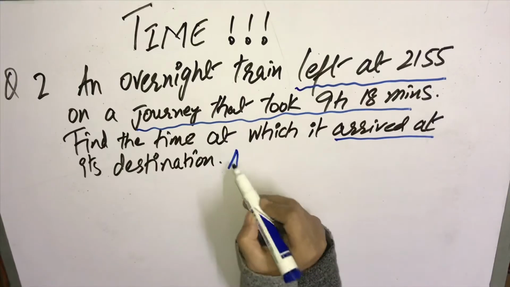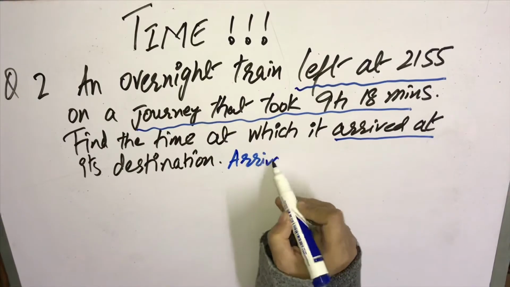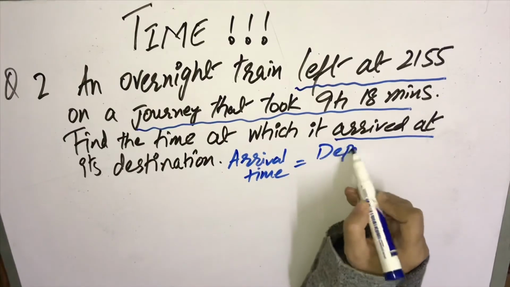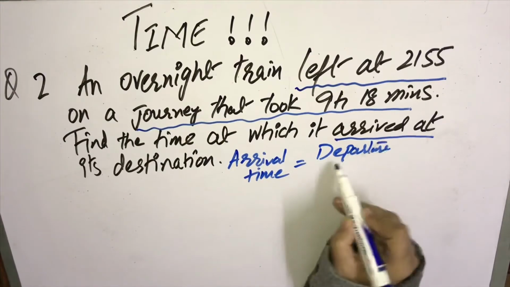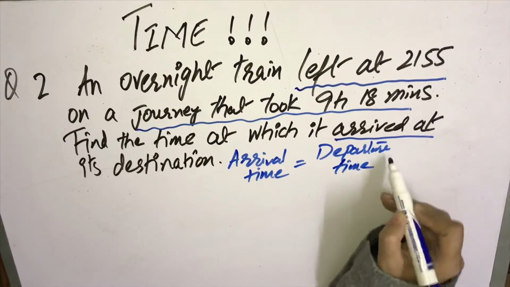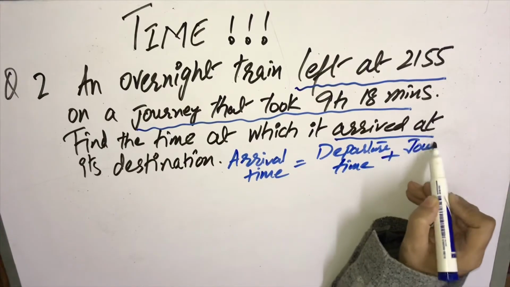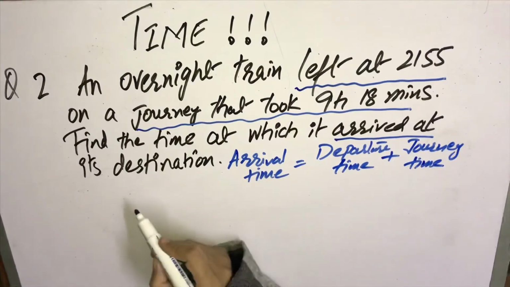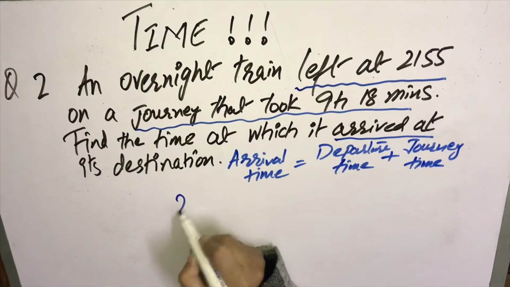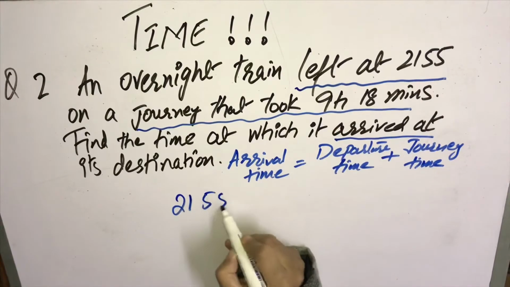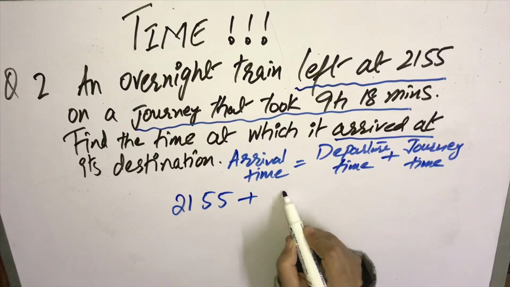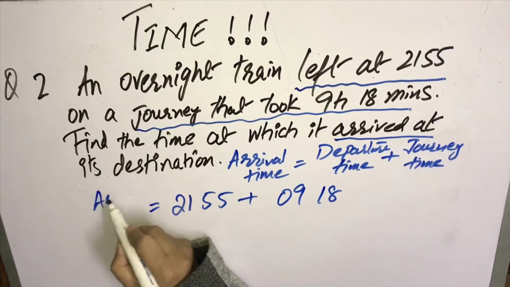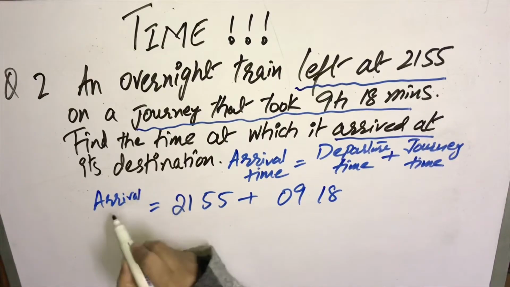The same formula: arrival time is equal to departure time plus journey time. We have left, meaning departure time, 21:55, plus 9 hours and 18 minutes. We need the arrival time. So we just need to add them.